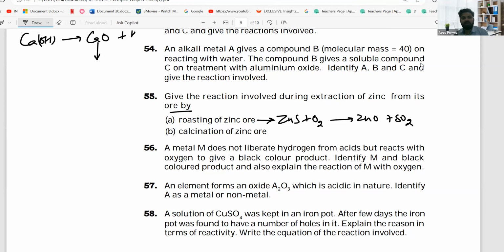Now calcination is done for carbonate ores. Zinc has two types of ore: zinc sulfide and zinc carbonate. When we heat it without the presence of oxygen, no added oxygen will be there. So we heat it, and it will give you ZnO plus CO2. Understood?